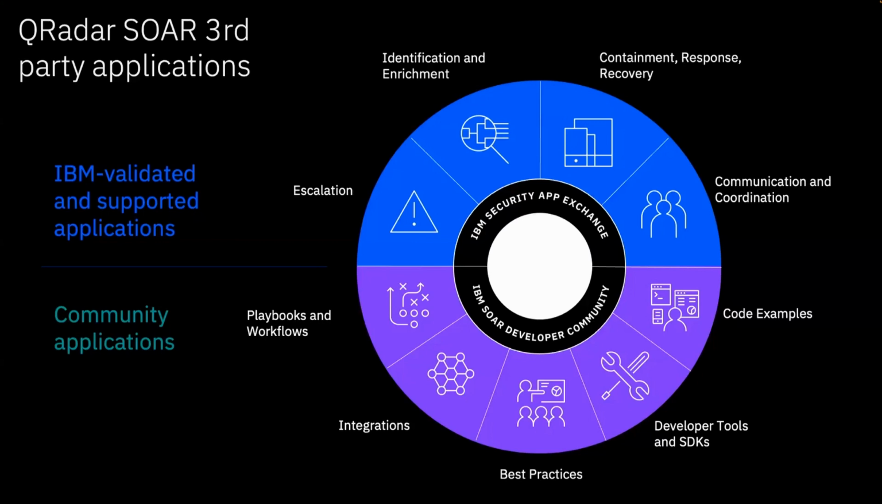So let's have a look at some examples. So first, again, we look at the IBM validated and supported applications. In the escalation space, we find apps that collaborate with SIEM ticketing systems, intrusion prevention or intrusion detection systems, UBA, user behavior analytics, or data loss prevention systems, right? So these are the apps.